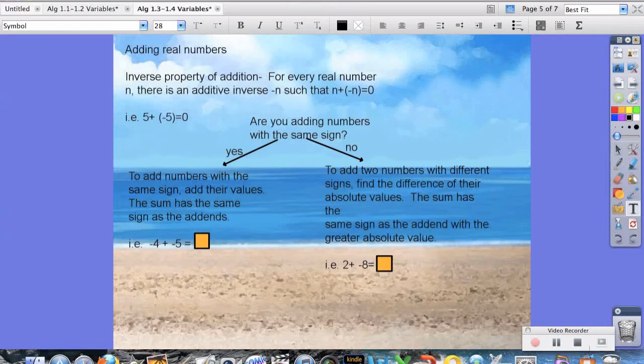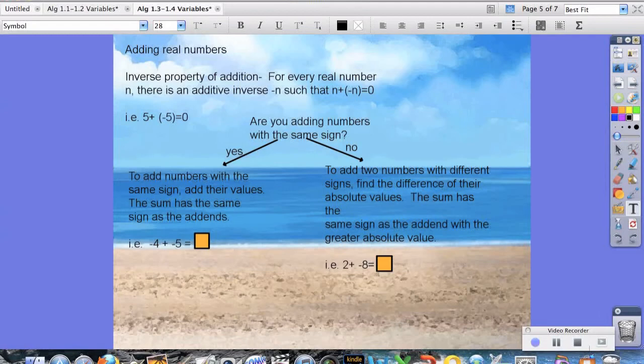So now we're going to move on to adding real numbers. Adding real numbers is a fairly simple task. It's just extremely important that we use this little table that I've set up for you. Before we start, we need to talk about what an inverse property of addition is. Inverse is a fancy word for opposite.